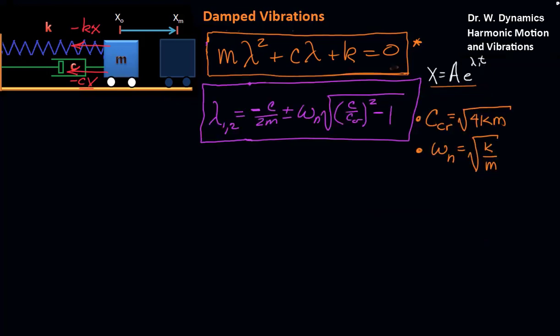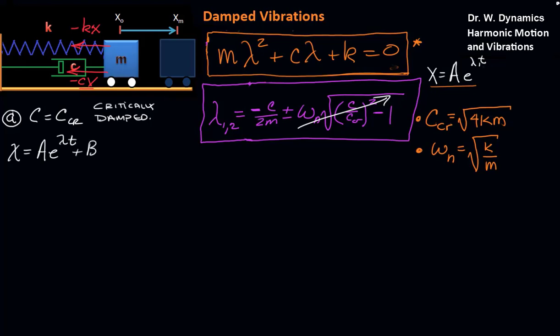And looking at that more closely, let's take a look at the three cases that we can have. Case A, c is equal to c critical. So this we would call critically damped. In such a system, we see that that goes to 0, and our solution then is x is equal to a e to the lambda t plus b t e to the lambda t. And there's only one lambda, we don't need 1 and 2. They're equal to a constant.